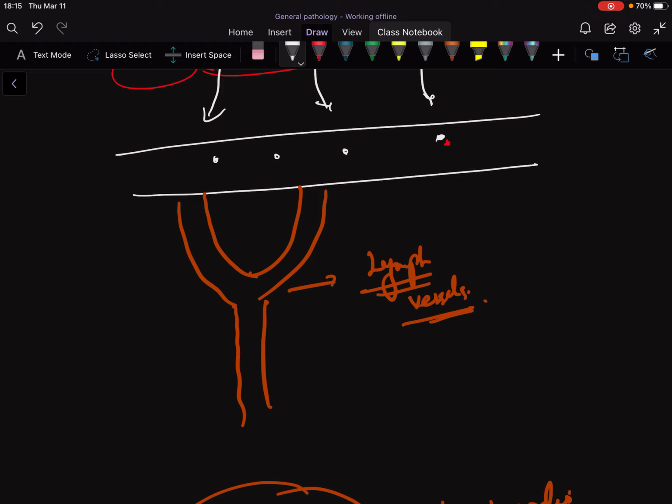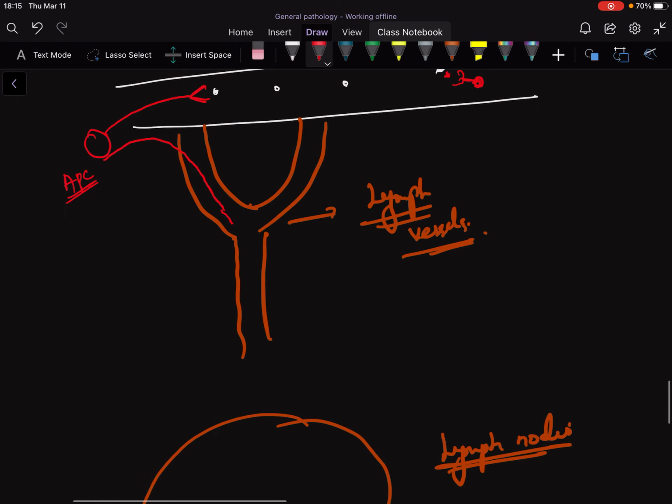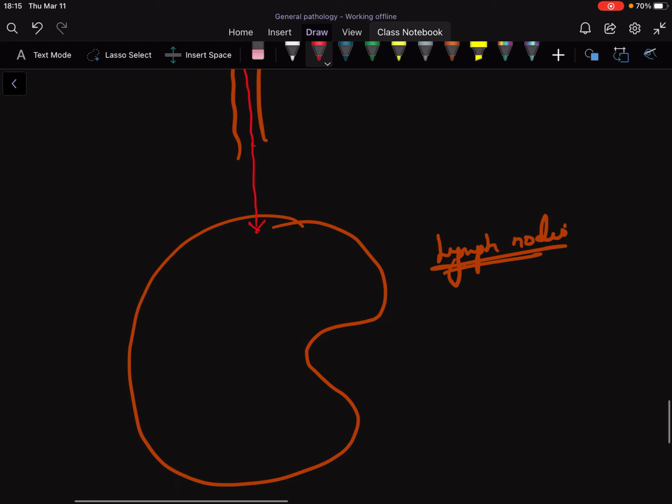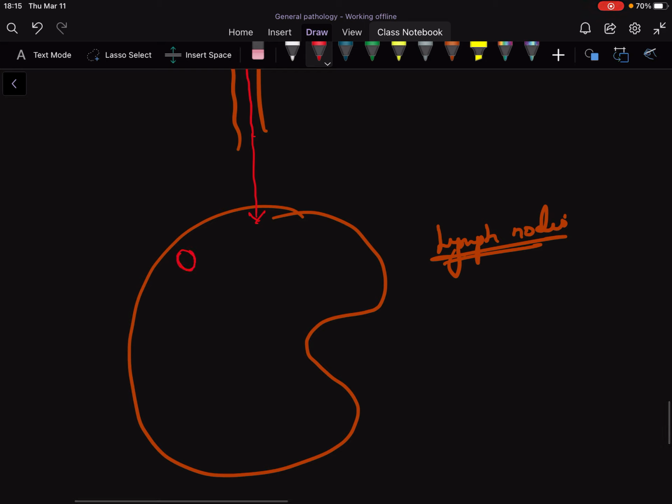They are taken up by the cells called antigen presenting cells. Here are the antigen presenting cells which will take a bite of the microbes, and these antigen presenting cells will go through the lymph vessels, and from the lymph vessels they eventually go to the lymph node. So here are the antigen presenting cells with the microbes or the antigen, and what they will do here, they will activate the T or B lymphocytes.